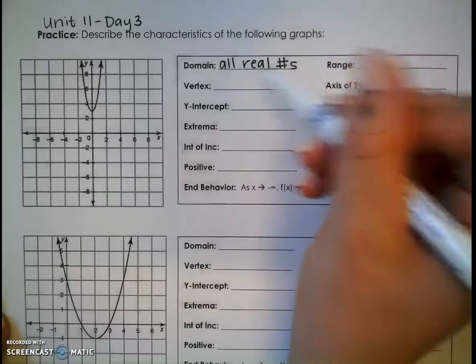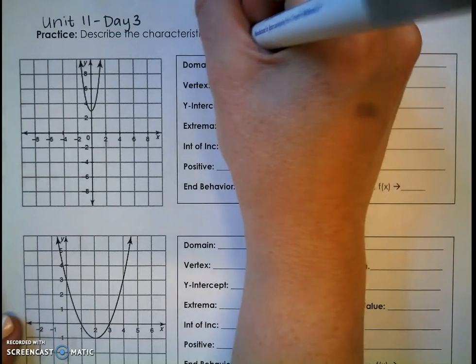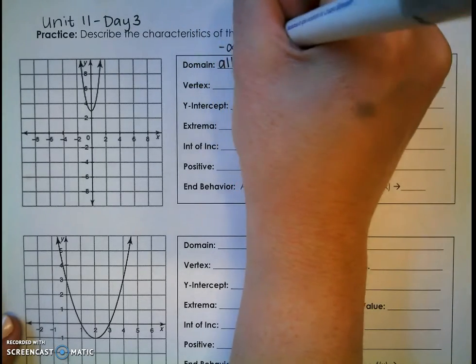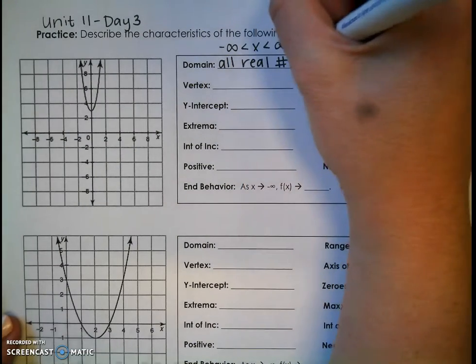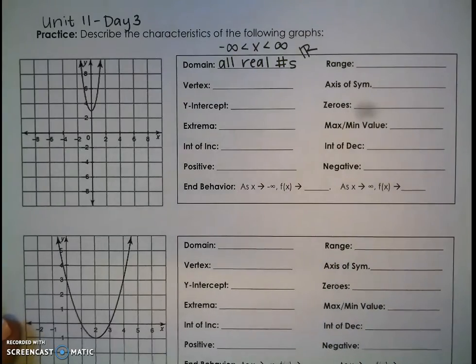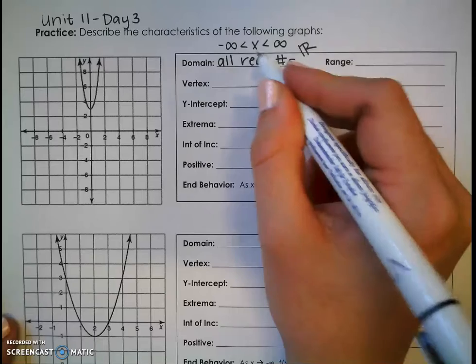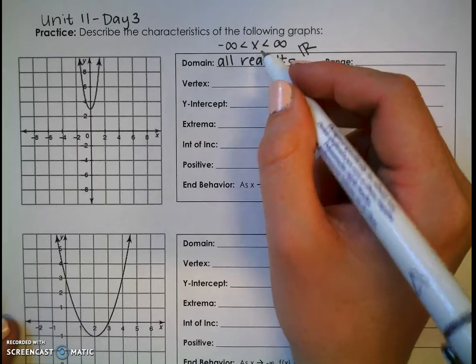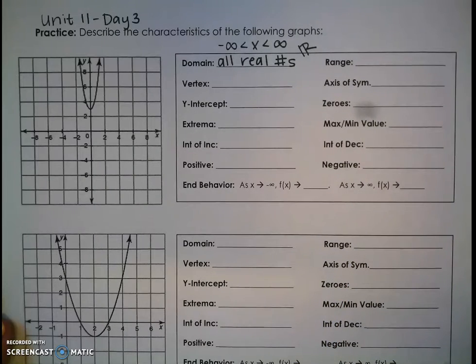So the domain is always all real numbers. If you write it as the inequality, negative infinity is less than x is less than infinity, that is also fine. Or remember, you can write it with that R that we showed you in class. So any of these three are fine for domain. You do not need all three. Just pick one and go with it.